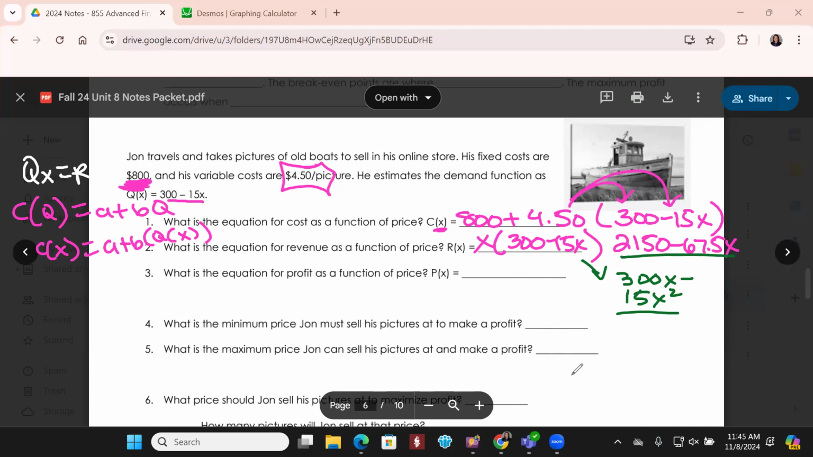Now, what is the equation for profit as a function of price? We're going to take our revenue and C of X and subtract the two. So that's going to give me 300x minus 15x squared. And then we're going to subtract, notice how I'm using parentheses, my C of X, which is 2150 minus 67.5x. You're going to distribute that negative and then combine like terms. See if you can do it.